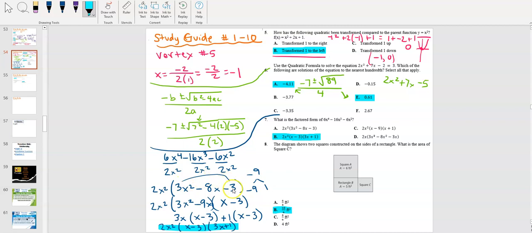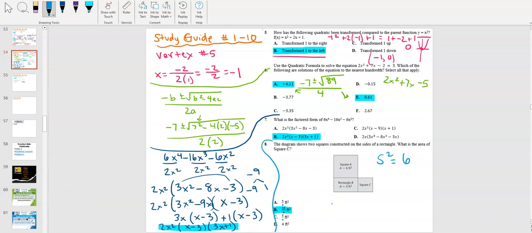I did 3 times negative 3 to get negative 9, because that's my a times c, to find out with my grouping what my new factors are going to be. And then I found the GCF of each one. And that's how we ended up getting B.